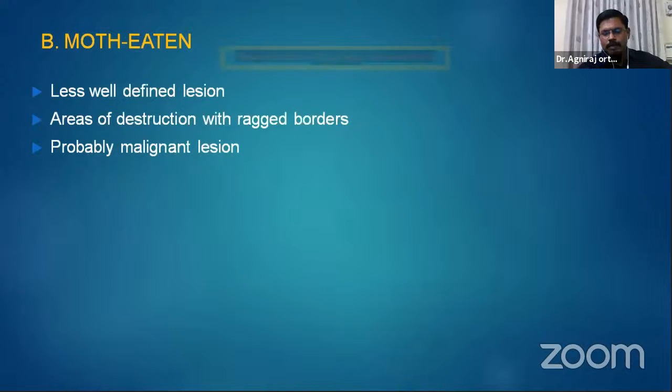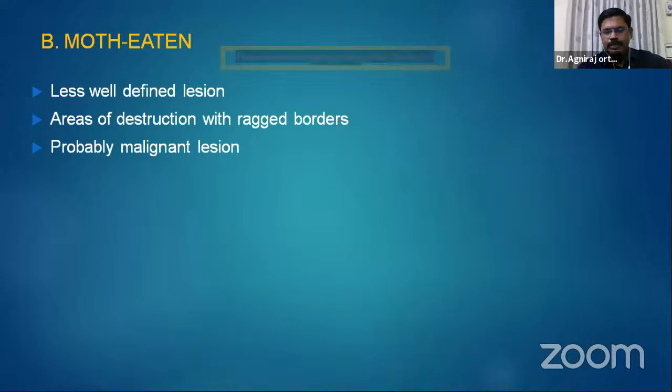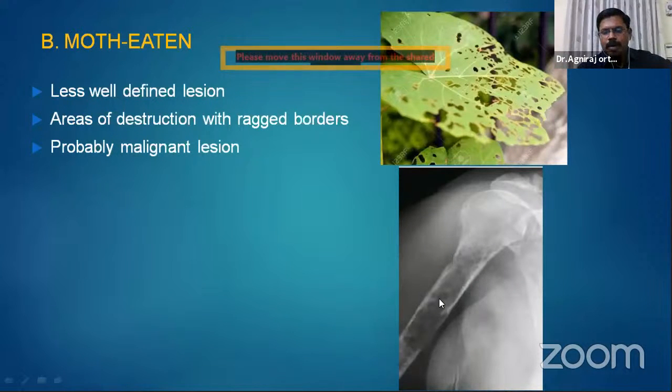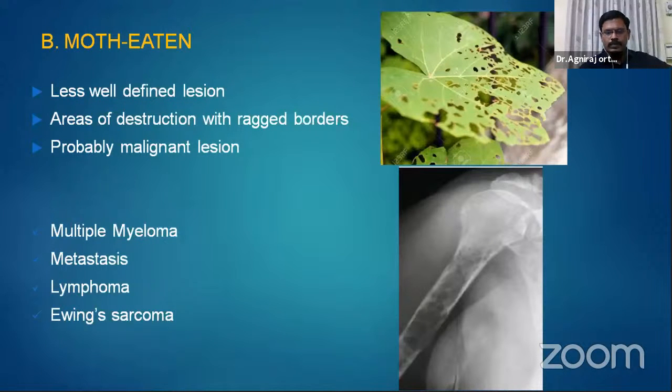So next, going to moth-eaten. What do you mean by moth-eaten? Moth-eaten will be like this. It is like a punched out lesion. It is a less well-defined lesion, with areas of destruction with ragged borders. It can be an aggressive lesion, probably a malignant lesion, more than benign. So malignancy is increasing from geographic to moth-eaten. This is the example. There is some moth-eaten lytic lesion. If you carefully see, some lytic lesion is present in the diaphysis of the humerus. Diagnosis: Ewing sarcoma. So moth-eaten differential diagnosis, the tumors are multiple myeloma, metastasis, lymphoma, and Ewing sarcoma. Among these, multiple myeloma, lymphoma, and Ewing sarcoma are all called marrow tumors or round cell lesions.